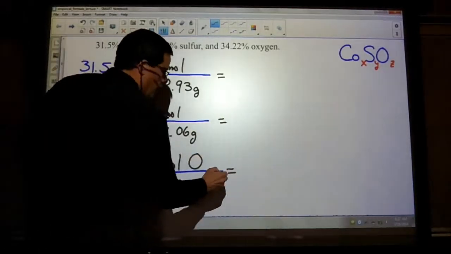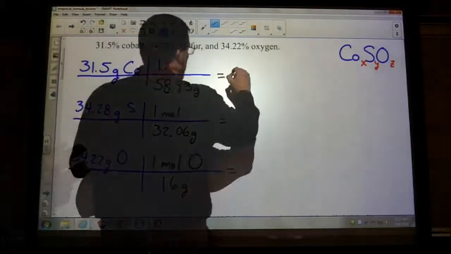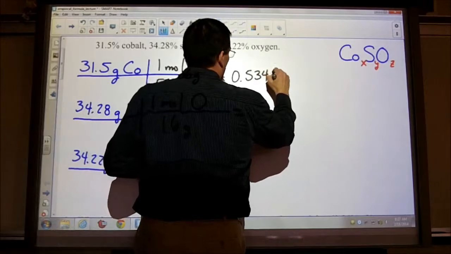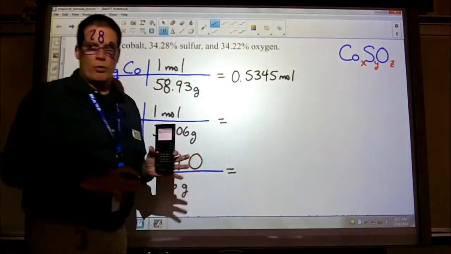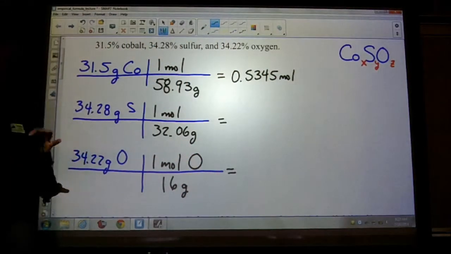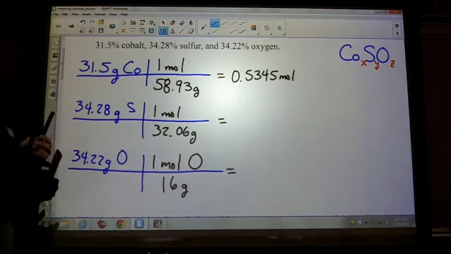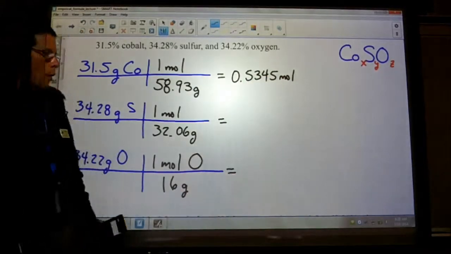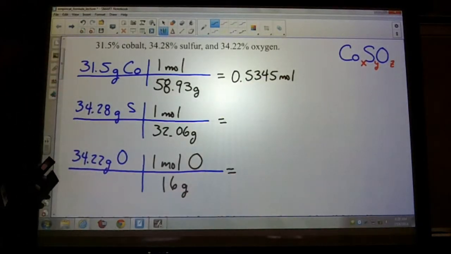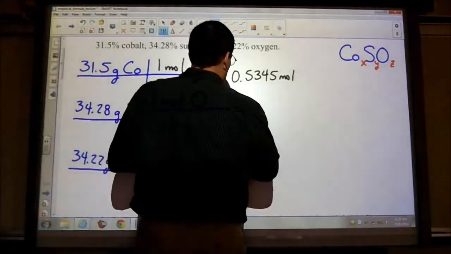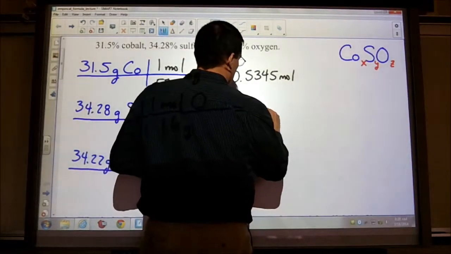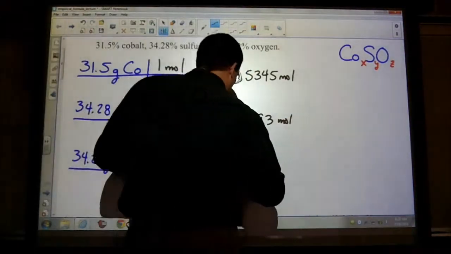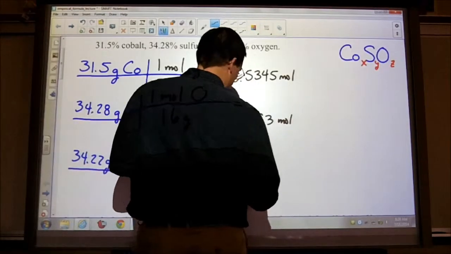Okay, so then we'll find out how many moles we have of each. So this one says 0.5345. And what we do not want to do is round too much, because that's not a final answer. We're looking for a ratio, so we want to take it out as far as we can. I'd say no less than 3 decimal places on something like this. 4 is good, but don't write like 8 or 9. And this one's like 1.0693. And if you're not getting the same numbers, and 2.13. Does that sound good for a lot of you?